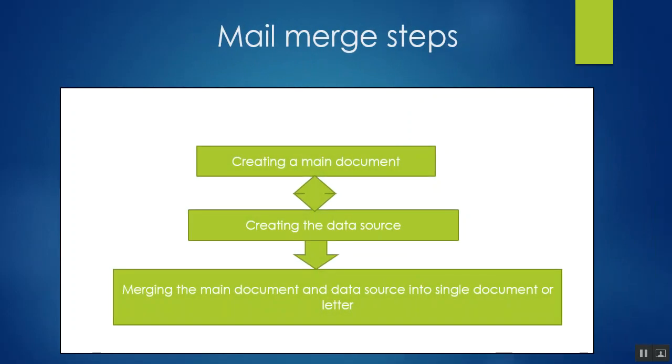Mail merge steps. In mail merge, first of all we create a main document that contains the body of text or letter. Then we create the data source. The data source contains all the address, name, phone number, all information of all the recipients to whom we want to send this particular information. When we merge the main document and data source into a single document or letter, this is called mail merge.